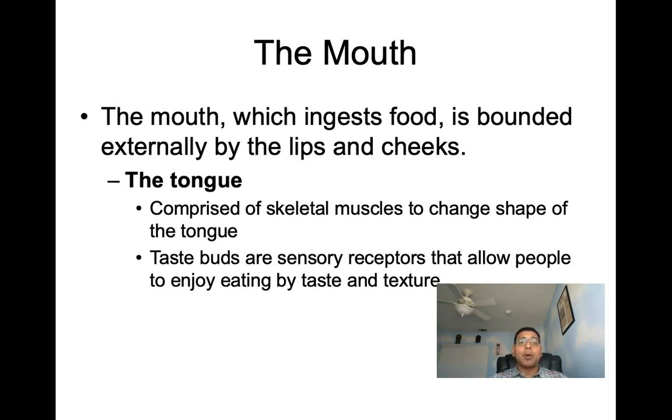Next, then, we have our tongue. The tongue is going to be composed of many skeletal muscles, and the tongue is going to contain the majority of these taste buds. However, these taste buds, they're not limited to just the tongue. They're going to be found scattered throughout the entire oral cavity.